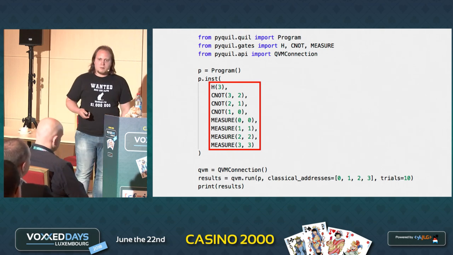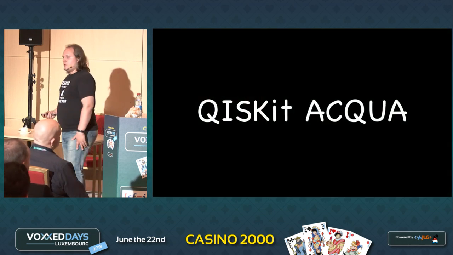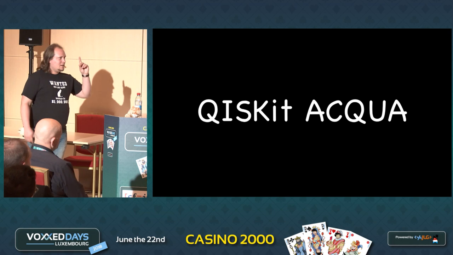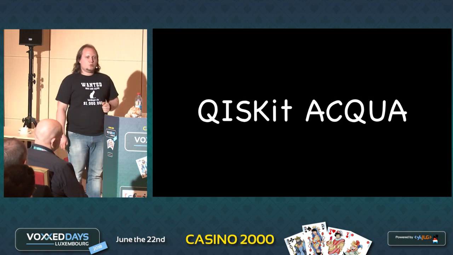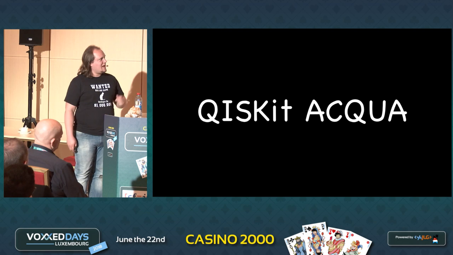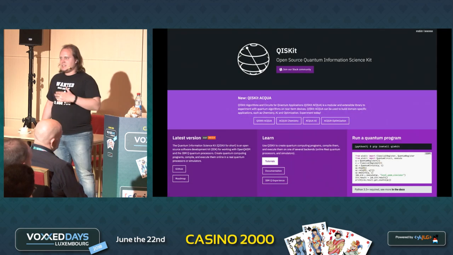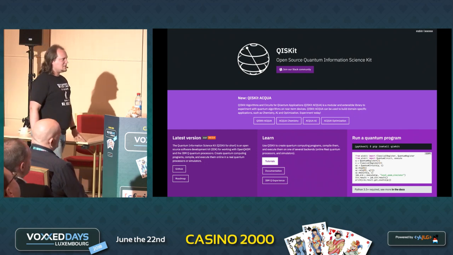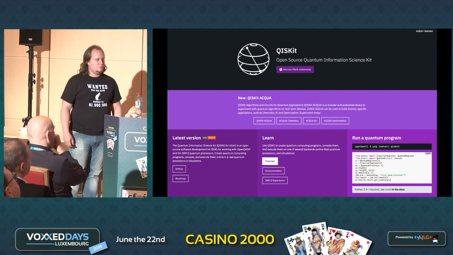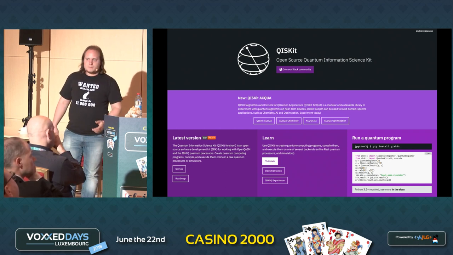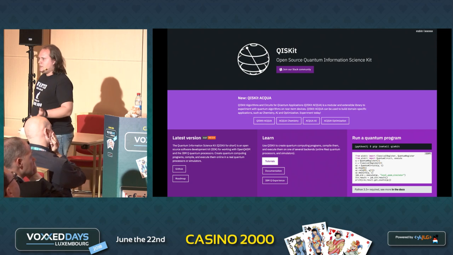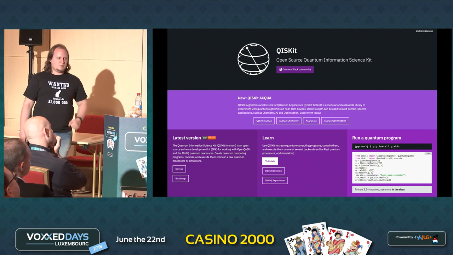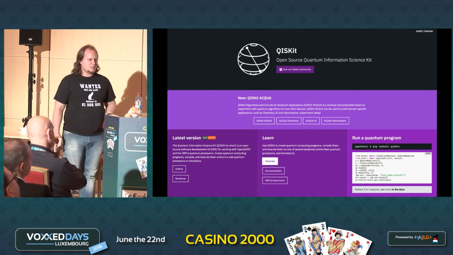Rigetti isn't the only one going the Python route. Actually, IBM also has a Python SDK for the quantum experience, which they call Qiskit. And last week, they published something called Qiskit Aqua. So Qiskit is basically the Python SDK, and that's been out for ages. I think at least a year and a half, which in the quantum computing area is ages. And this works similarly to Rigetti Forest. It's different, obviously, different maker, different ideas behind it, but the idea is basically the same.